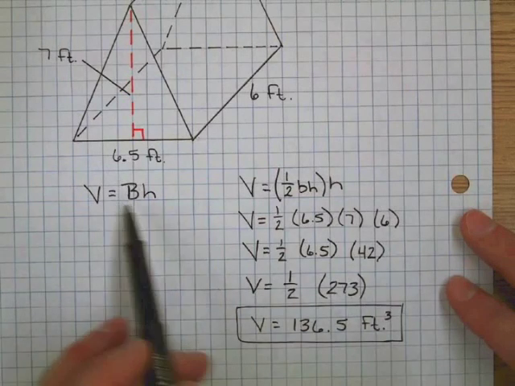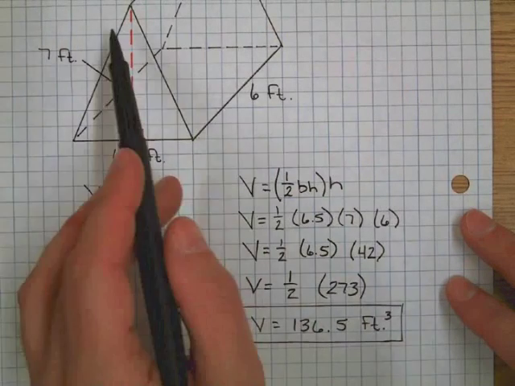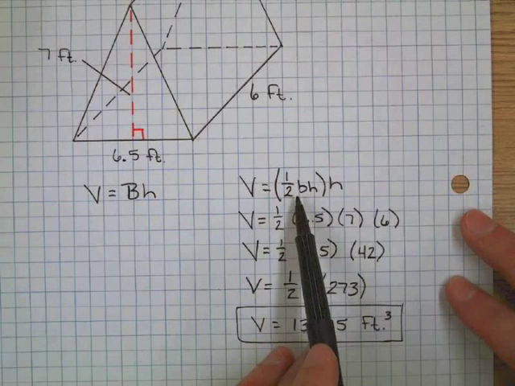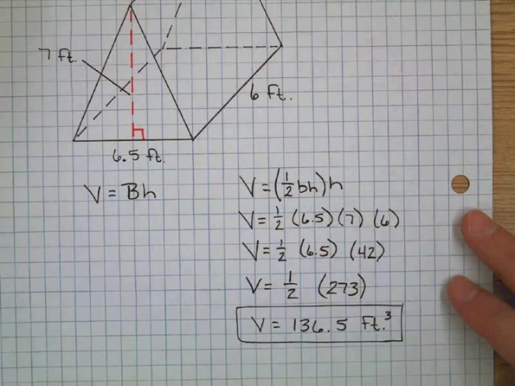So using this formula, it happens to be a triangle. So we'll find the area of that triangle times the height of the prism.